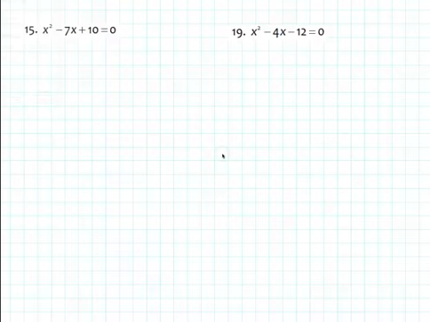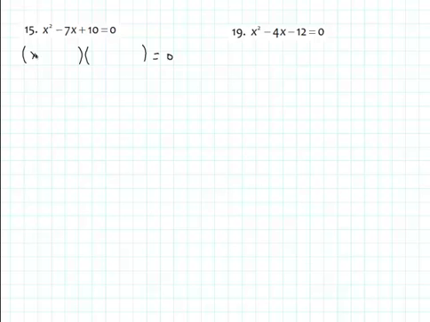Let me show you a few problems from today's assignment using the zero product rule. To use the zero product rule, we'll need to factor these. The rule says if you have two things that multiply together to be zero, then one of those things must equal zero. So we're going to factor.